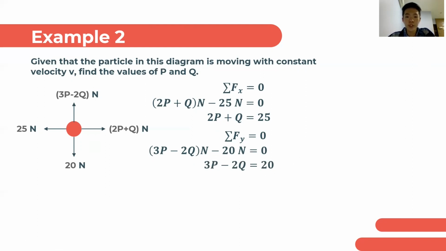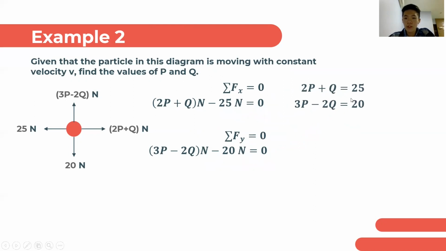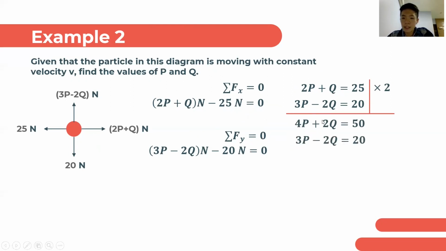These two equations form a system of two linear equations with two variables. So we can eliminate one of them. We can eliminate p or q. It is easier to eliminate q as we just have to multiply 2 to the first equation. So we'll eliminate q. Multiplying the first equation by 2 gives us 4p plus 2q equals 50. And then 3p minus 2q equals 20. You don't need to multiply anything here.